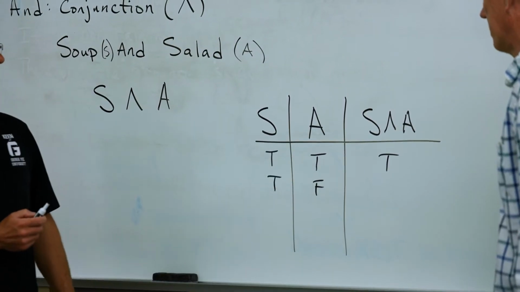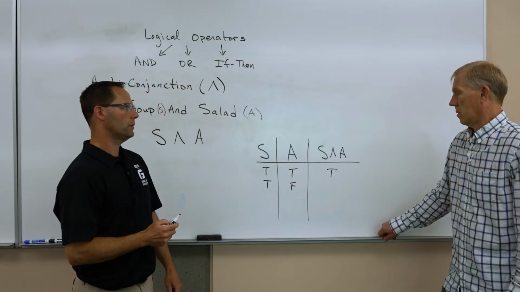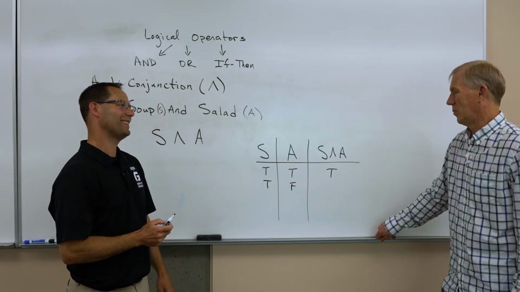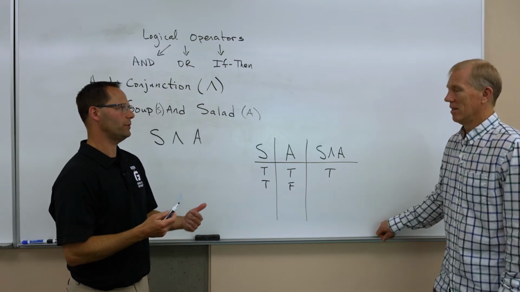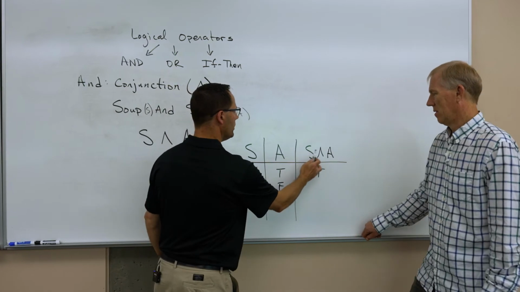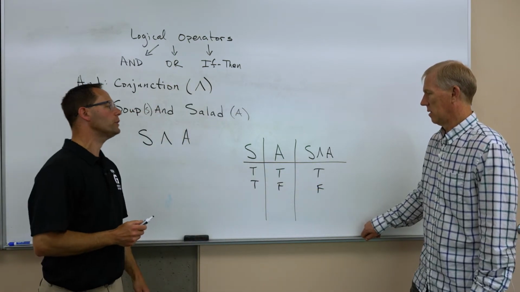Good. Now, would you say if she did this, that you'd be happy? Well, depends on my diet, but I did not get soup and salad. Yeah, not happy with the service. That's right. That's not what you ordered. So we would say soup and salad did not happen. Yep. It's false. It's false that you have soup and salad.